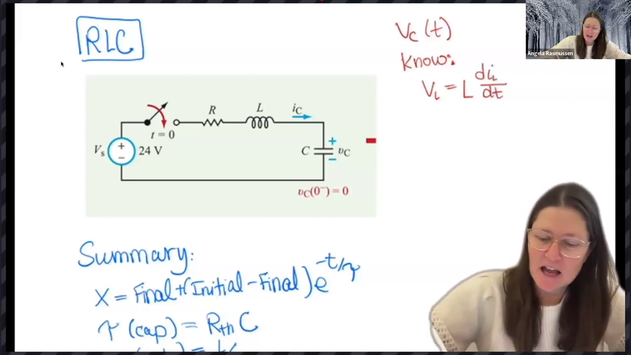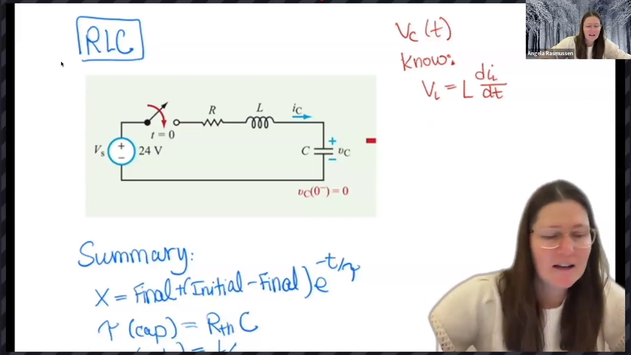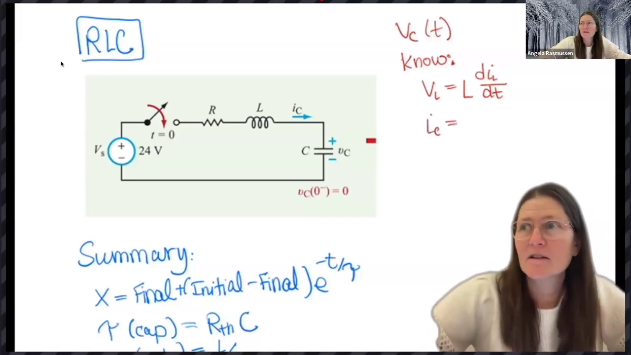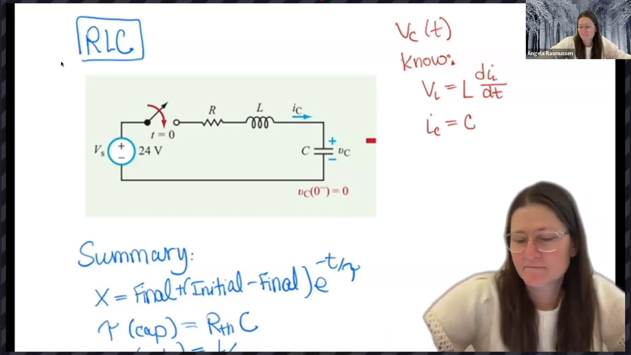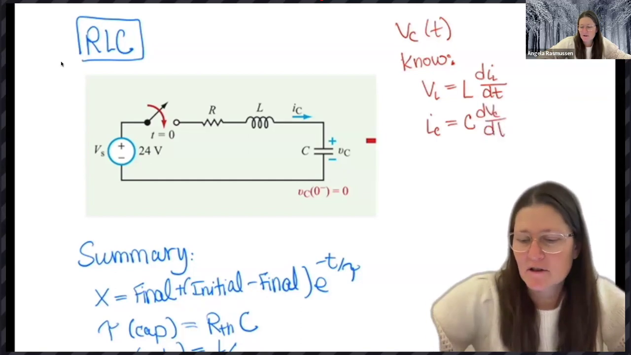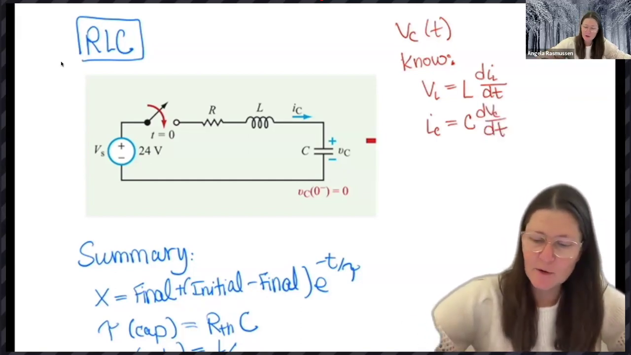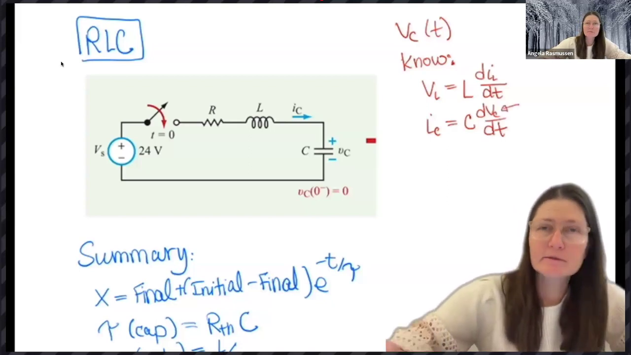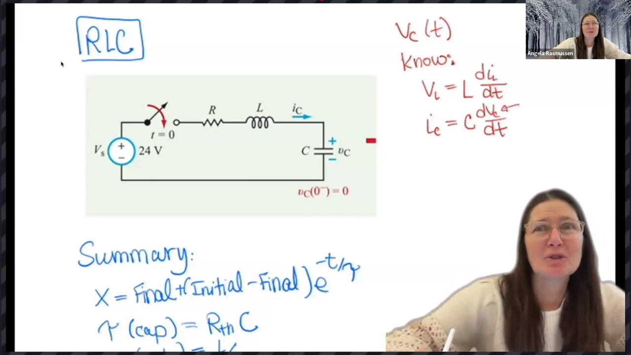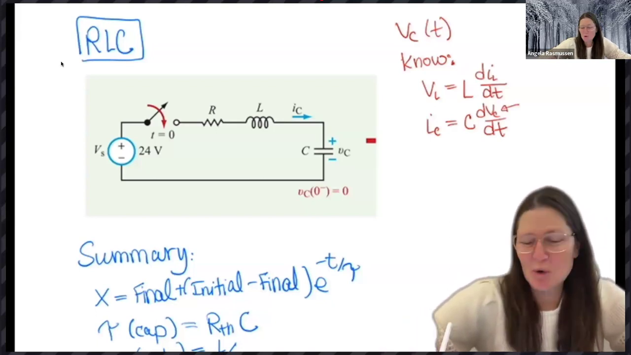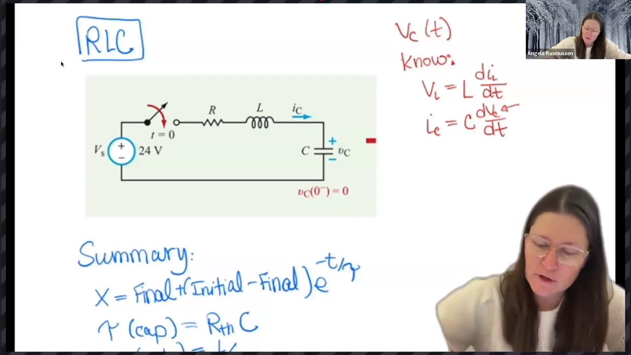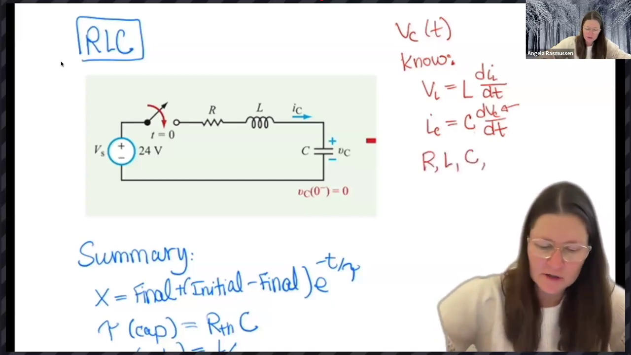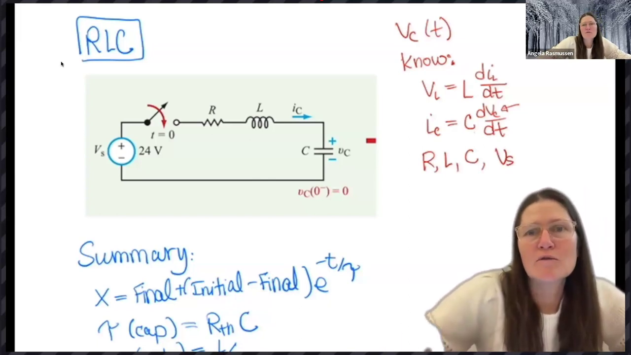Correct. And VC, or sorry, IC, what's the equation for IC? Perfect. Okay, so we know those. So now we have an equation, right? We have VC here. But that's not really helpful, right? So C we're assuming is known, so R, L, and C are known, and we know the voltage VS.